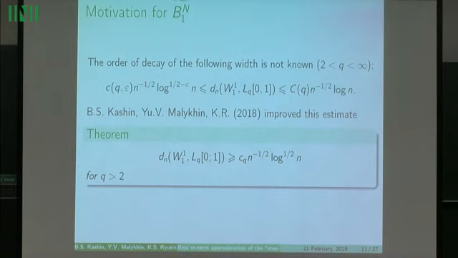So the motivation for these studies. The main motivation, it's not only the main motivation, but it was the starting point of all this activity for us, was the question of the decay of the following width. I think it's the only case which is not covered by intensive studies in the 70s, 80s, and even 90s for the decay of the Sobolev classes.